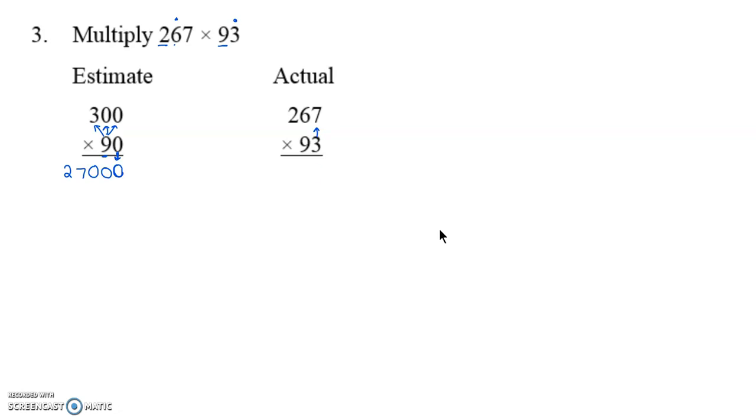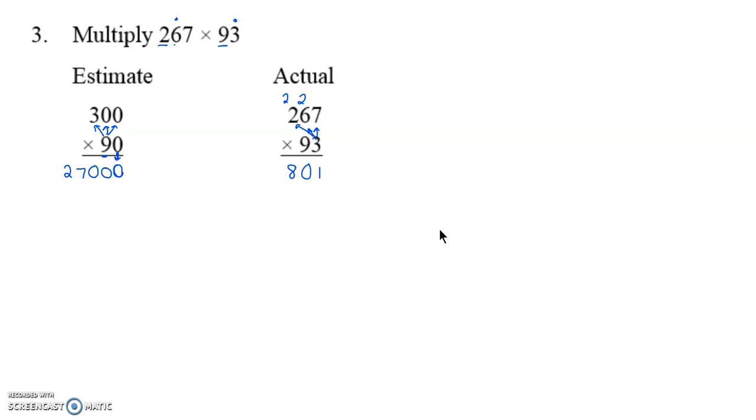For my actual, I'm going to go to my ones place. 3 times 7 is 21. Carry my 2. 3 times 6 is 18. Plus 2 is 20. Carry my 2 again. 3 times 2 is 6. Plus 2 is 8. My first row is done.